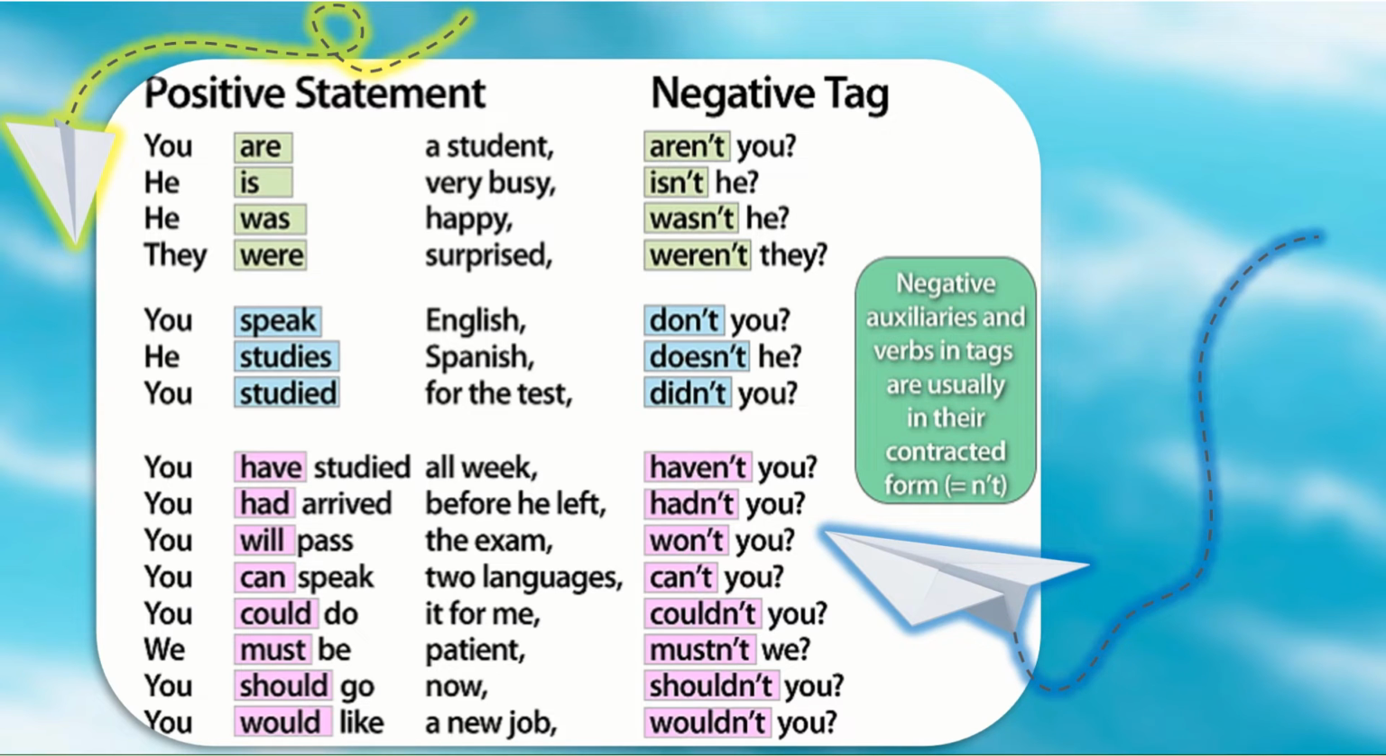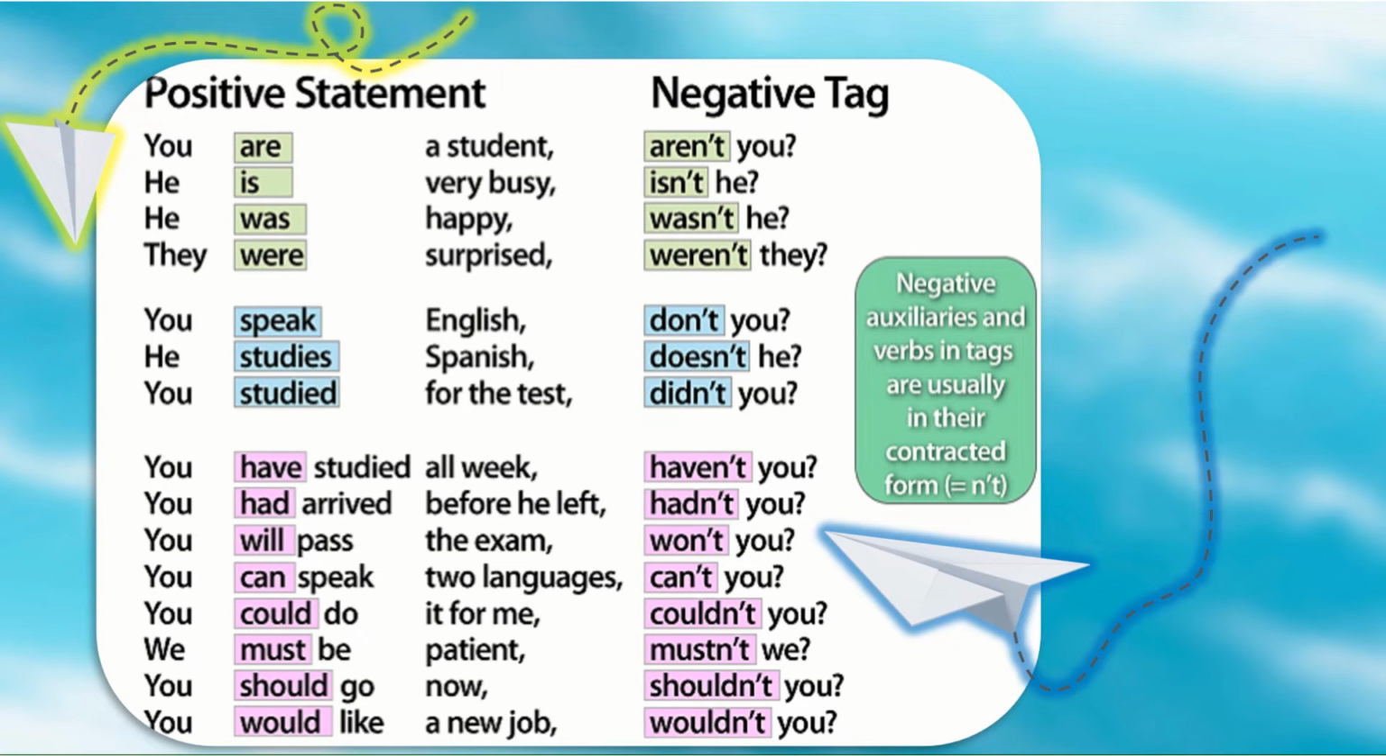And also if you have another tense, for example in this case, present perfect: "You have studied all week, haven't you?" "You had arrived before he left, hadn't you?" This is a past perfect, right? And future with will: "You will pass the exam, won't you?" "You can speak 2 languages, can't you?" "You could do it for me, couldn't you?"